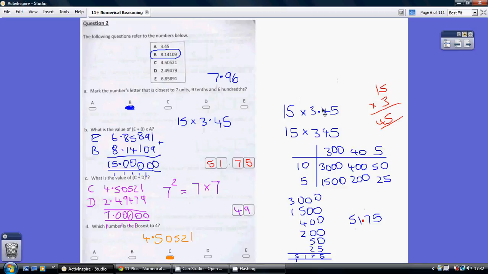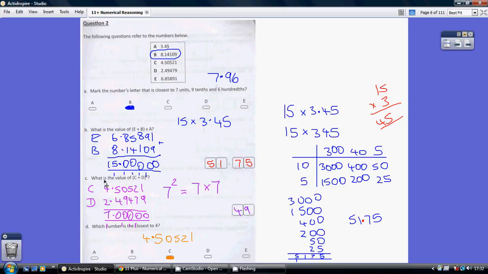So go back to the question. We've got 15 times 3.45. Just work out what that roughly is. Well, that's roughly 15 times 3. 15 times 3 is 45. So we're looking to put the decimal point somewhere to give us an answer that, ballpark speaking, is about 45. So it's got to go in there because 51.75 is reasonably close to 45. So our answer is 51.75.